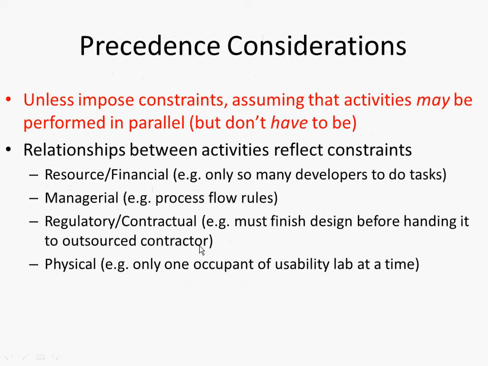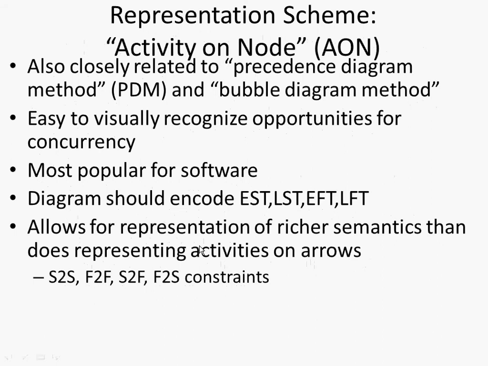So in this case, the things that are going to play a giant role are these dependencies. What depends on what? Okay? And the idea here is unless we impose a constraint between A and B, they can be performed in parallel. We don't have to, but they could be. We're going to be using this activity on node method, which goes by various names: precedence diagram method, PERT charts are associated with it, bubble diagrams, etc. So this is an example of it.